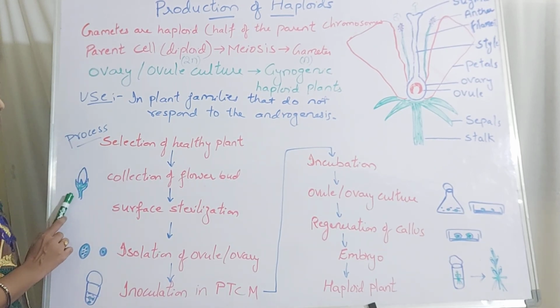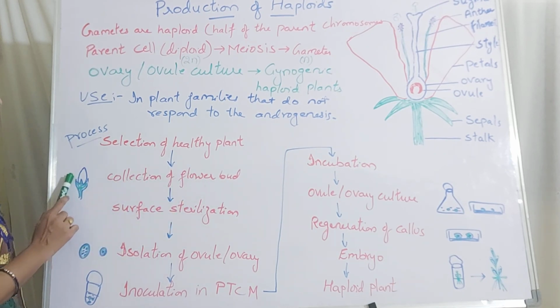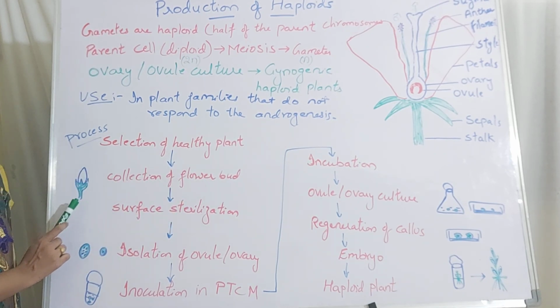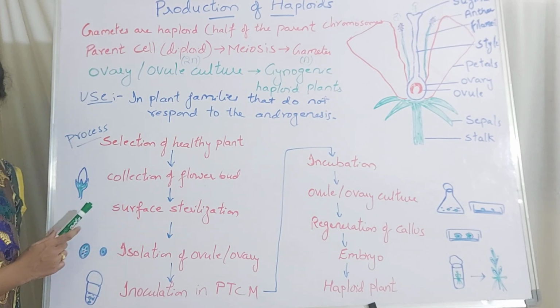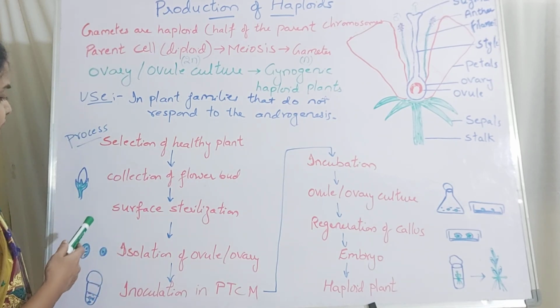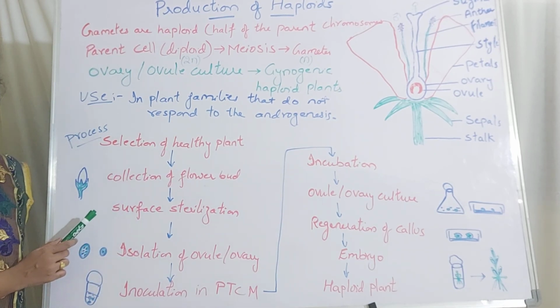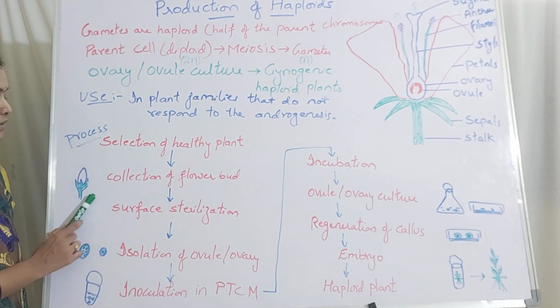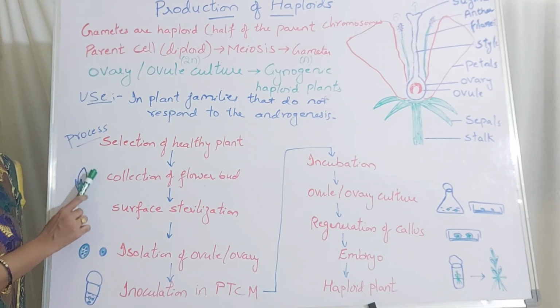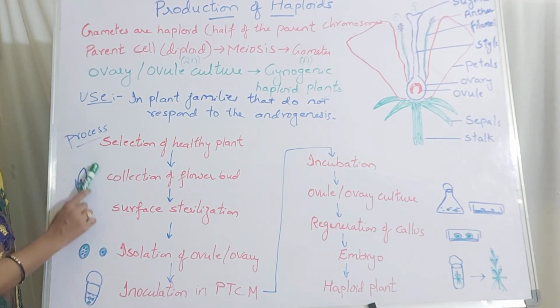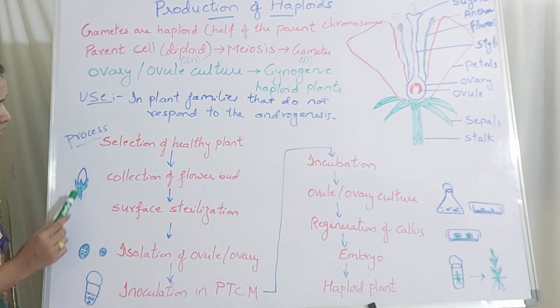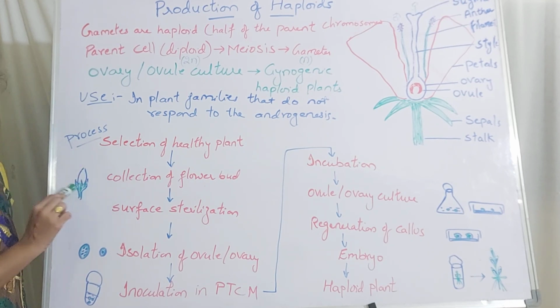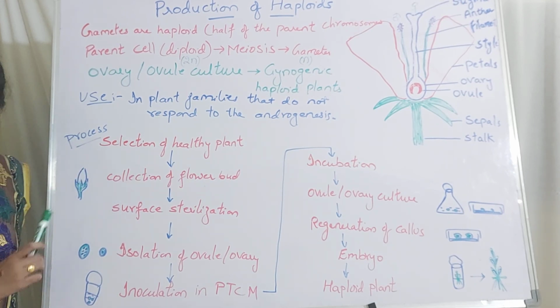First collect the flower bud, then go for the surface sterilization by using mercury chloride or sodium hypochlorite or silver nitrate, any one of the surface sterilants, and then you are going to remove all the dust and the contaminants present over the surface of the flower bud. Then after that you are going to tear open the flower bud in laminar airflow. Place this in a petri plate.